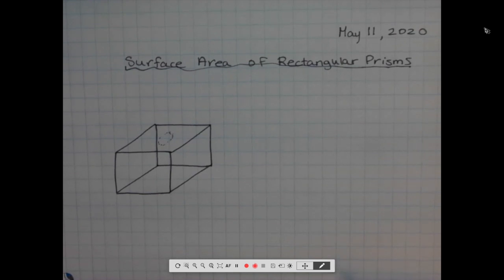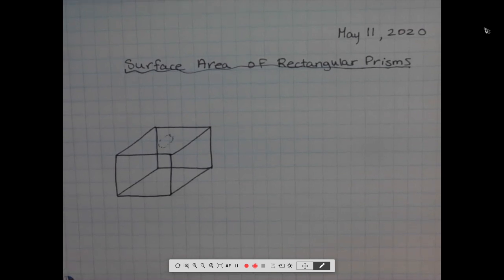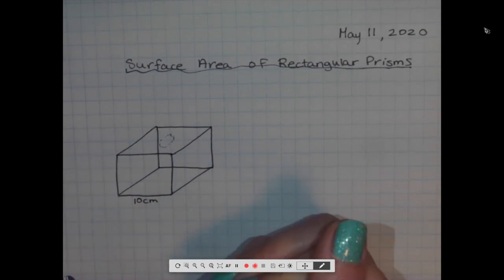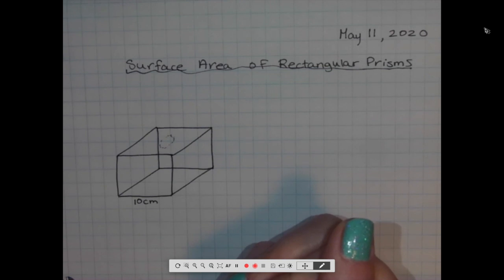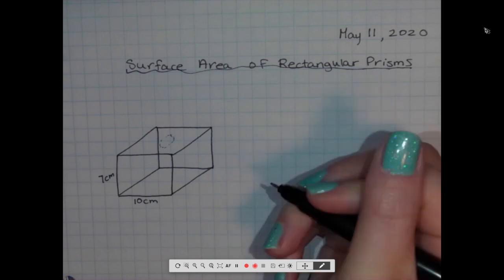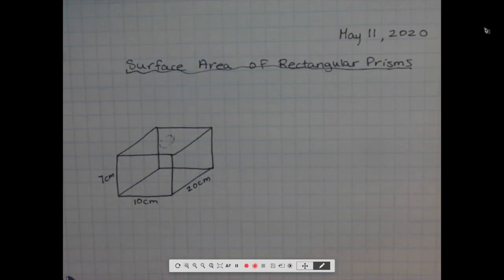Let's make a few estimations as to just how long our tissue box is. These are probably super incorrect. I'm going to put a dimension here of 10 centimeters. Let's estimate 7 centimeters, and let's say this length is about 20 centimeters. And now we want to break this down into its nets.